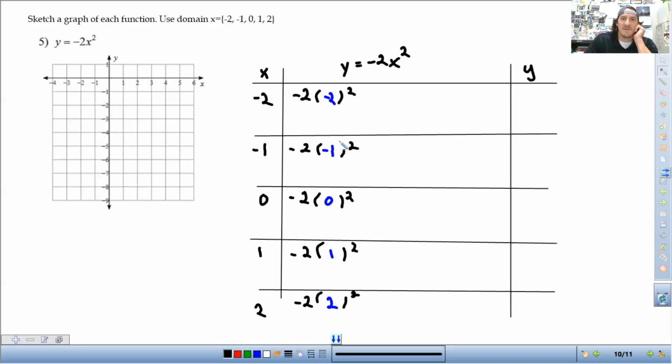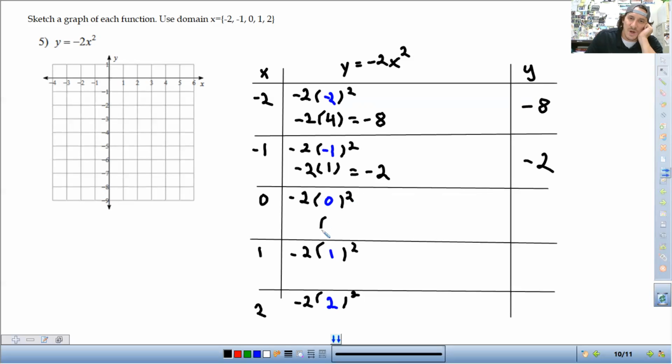Evaluate that. So -2 squared is 4 times -2 is -8. -1 squared is 1 times -2 is -2. 0 squared is 0 times -2 is 0. 1 squared is 1 times -2 is -2. 2 squared is 4 times -2 is -8.